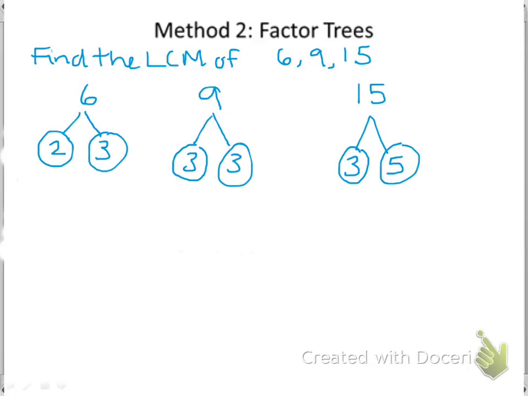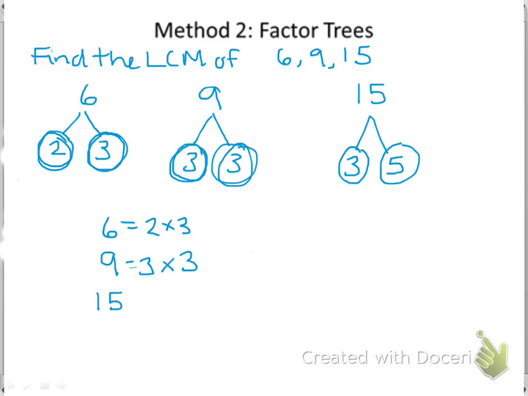Our next step is to write their prime factorizations. So 6 is equal to 2 times 3. I'm getting the numbers from up here where the prime numbers are that I've circled. 9 is equal to 3 times 3. The last one, 15, is equal to 3 times 5.